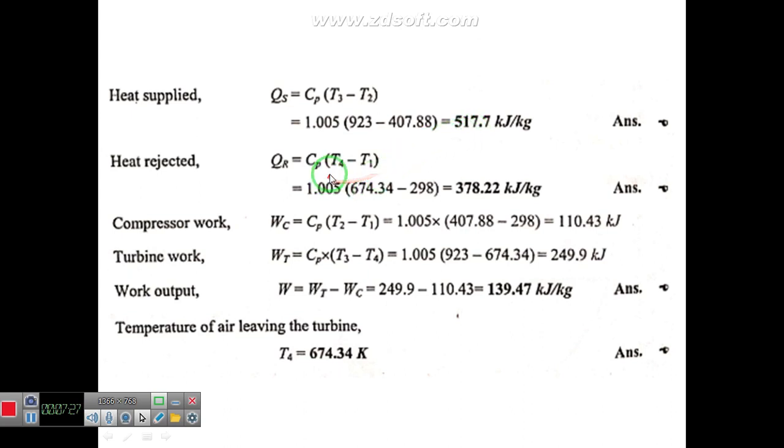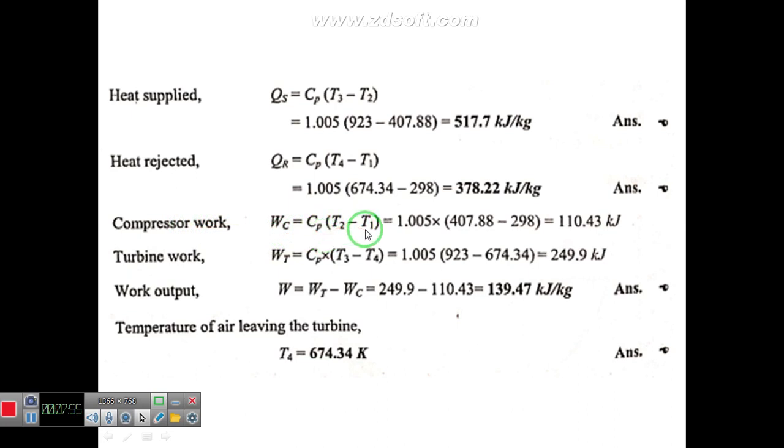Next we are going to solve QR, the heat rejected. Here only the temperature changes. For the heat rejection process, the 4 to 1 process, it is T4 minus T1. We already know all the temperatures, so finally we get the heat rejection value, 378.22 kilojoule per kilogram.